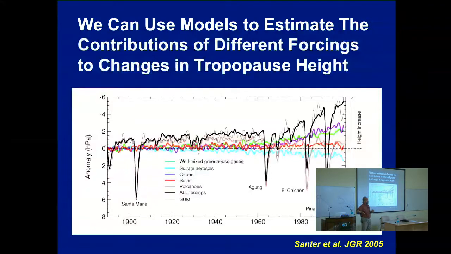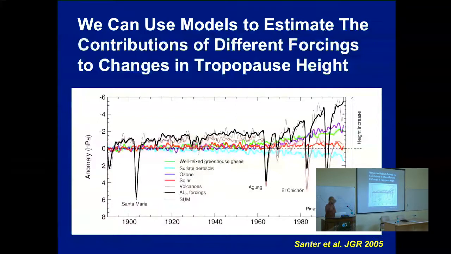It is over the poles that you observe it happen in a short period of time, because when spring sunlight hits that region, there is an immediate depletion. But if you look at long-term trends, the ozone loss is happening everywhere. Okay? So this is looking at the height of the tropopause.